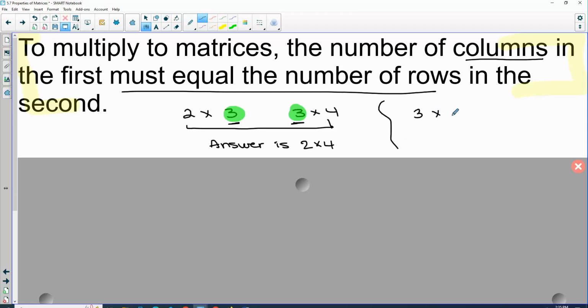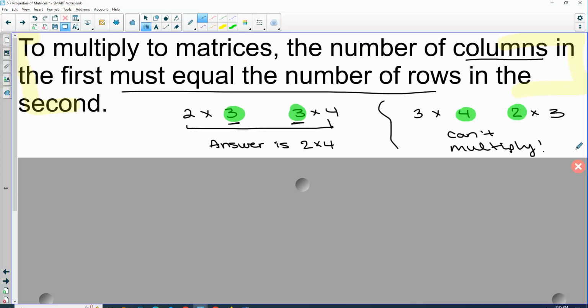Now, this kind of goes against everything you're used to. But what if I switch the order? Can I take a 3 by 4 matrix times a 2 by 3 matrix? No, because the columns in the first and the rows in the second are not the same. So unlike other multiplication, when you're multiplying matrices, order matters. It is not commutative. It's not the same both directions.